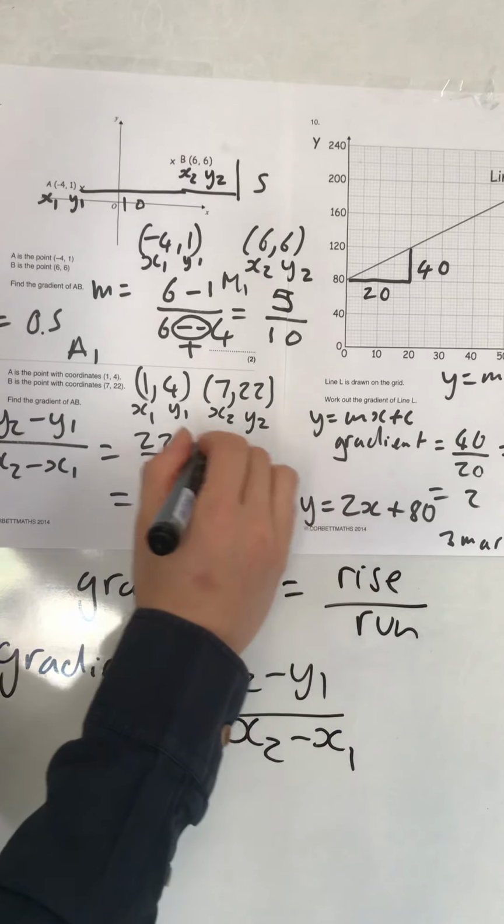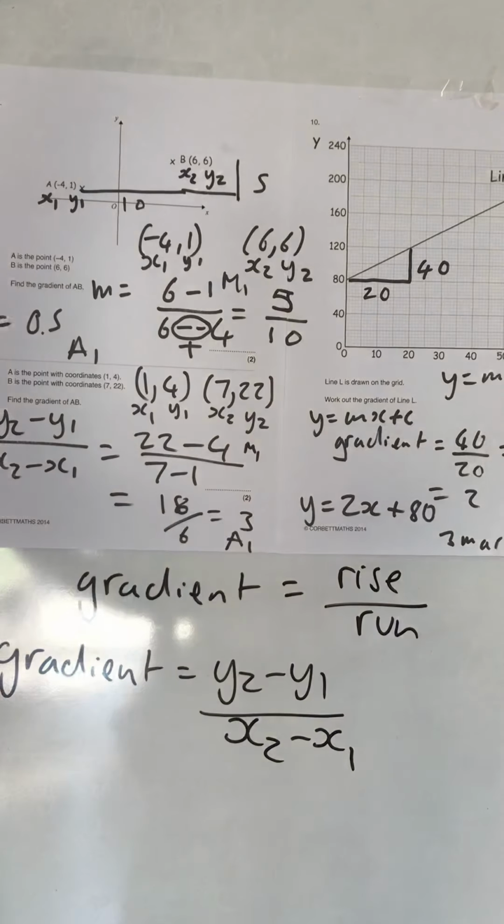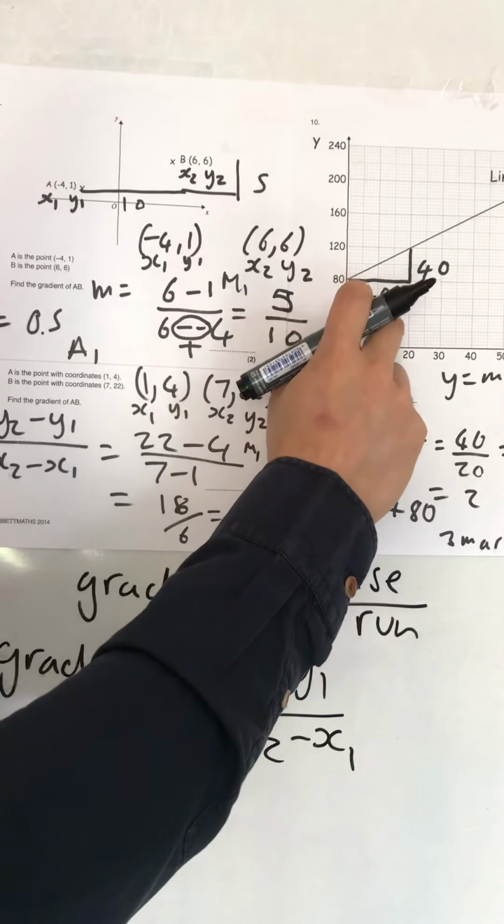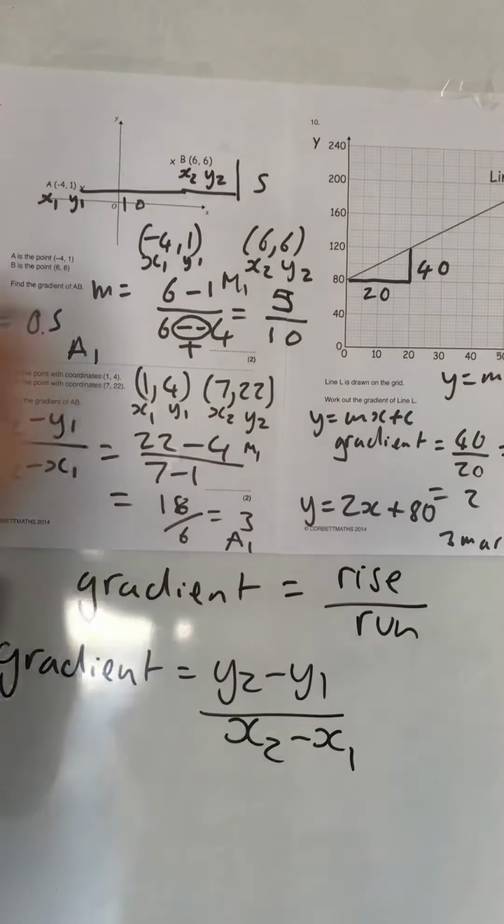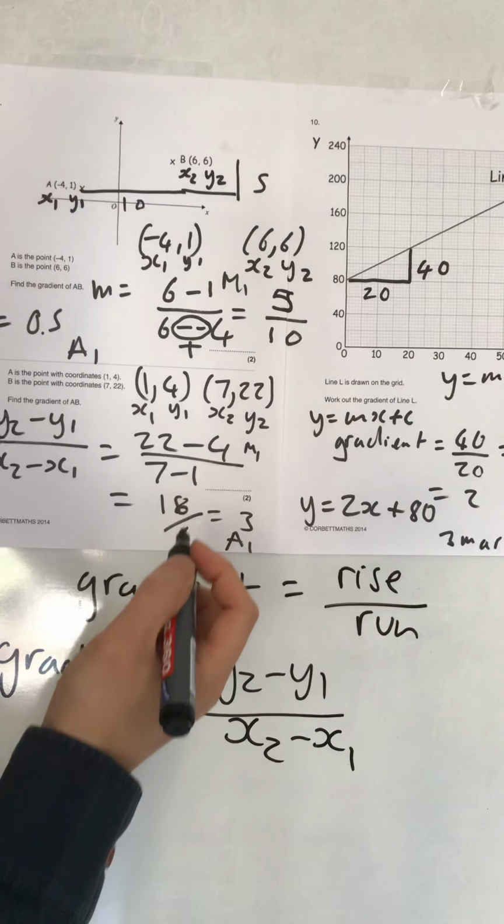That's your A1, that's your M1, and that's from 2 points. If you're doing it from a graph, you can find it yourself, or just select 2 coordinates and it still works the same.